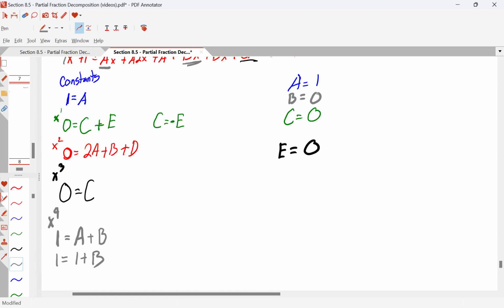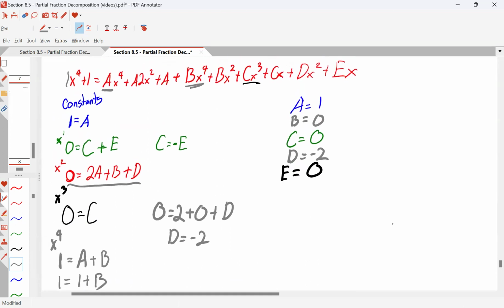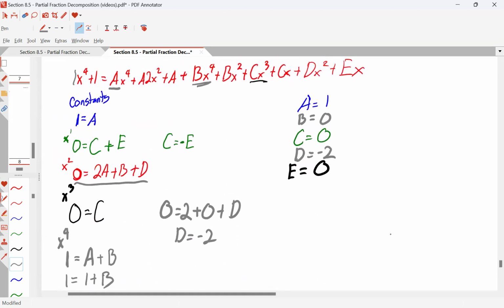And that actually tells us that d, coming back to this equation, we know b and we know a. 0 equals 2 times 1 plus 0 plus d. D equals negative 2. So we have all of our coefficients built up pretty quickly from just matching degrees.